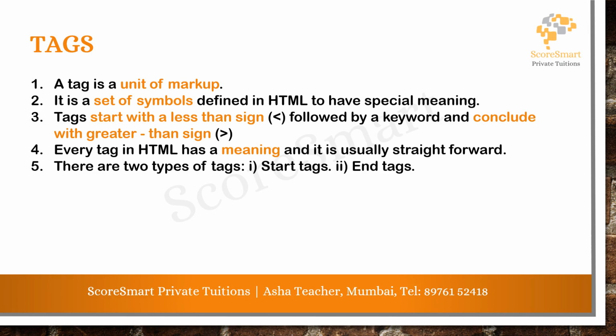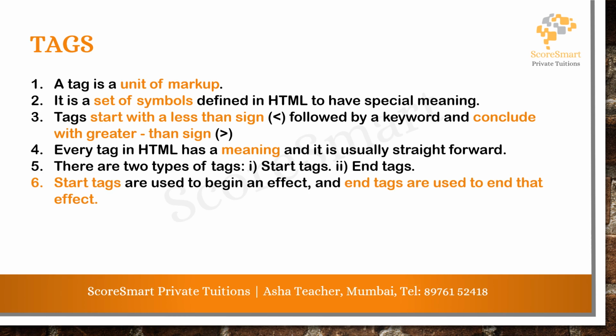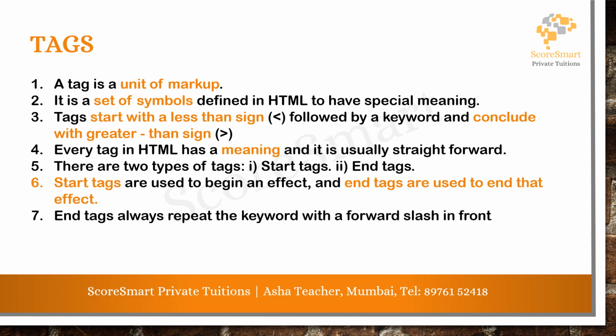There are two types of tags, start tag and end tag. Start tags are used to define an effect, end tags are used to end that effect. If you want to start bold, you will say bold, you will enter your text and you will close the bold tag. The moment you close, the effect of boldness is gone. End tags always repeat the word and it is followed by a forward slash. So your interpreter understands that the tag effect has ended.